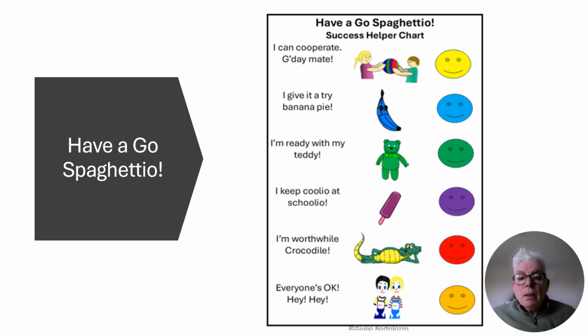The red success helper capability is I'm worthwhile crocodile. This is unconditional self-acceptance. It's understanding that a person's worth, my worth, our worth is not contingent on how others assess us or how well or badly we do at things. It's a given. We're worthwhile no matter what. So we call this success helper thinking, the belief that I'm okay no matter what.